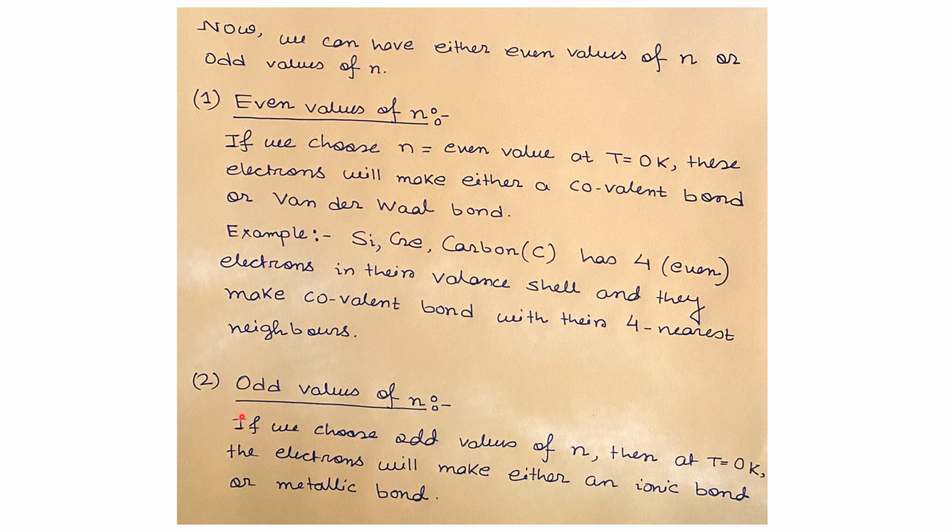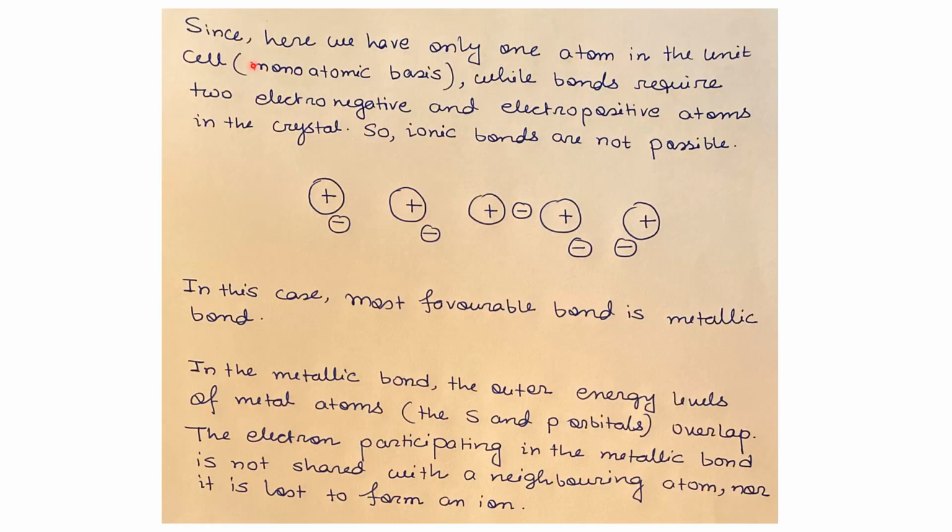Now, the second case, odd values of n. If we choose odd values of n, then at T equal to 0 Kelvin, the electrons will make either an ionic bond or a metallic bond. Since here we have only one atom in the unit cell, that is a monoatomic basis, while ionic bonds require two atoms, electronegative and electropositive, in the crystal. So, ionic bonds are not possible in our case. In this case, the most favorable bond is the metallic bond.